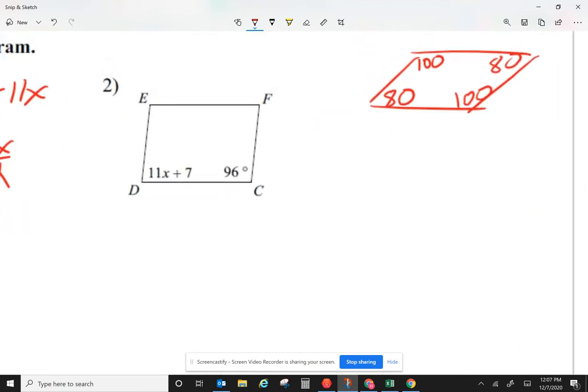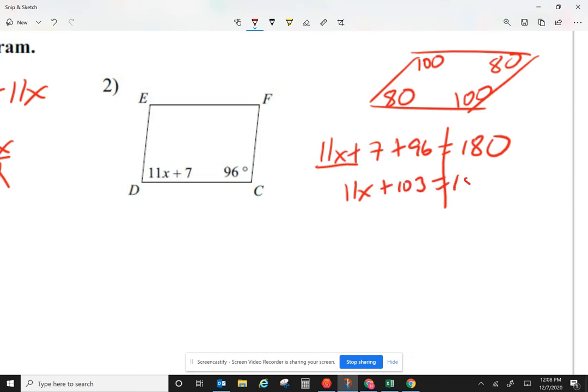So looking at question number 2, the way I'm going to solve for x, I see those two angles are adjacent. So I have that 11x plus 7 plus 96 must equal 180. Let me separate them through the equal sign. Let me condense the left side. When it comes to letters, I just have 11x. When it comes to numbers, 7 plus 96, that's 103. And this is equal to 180.